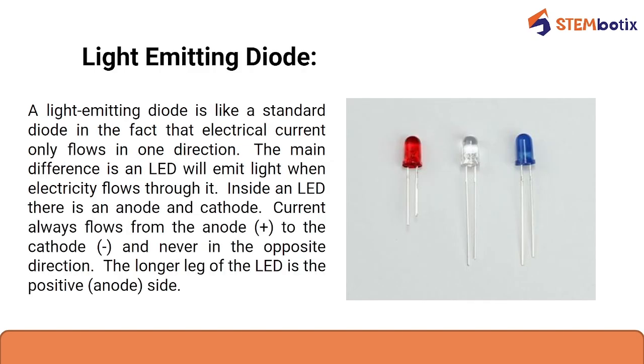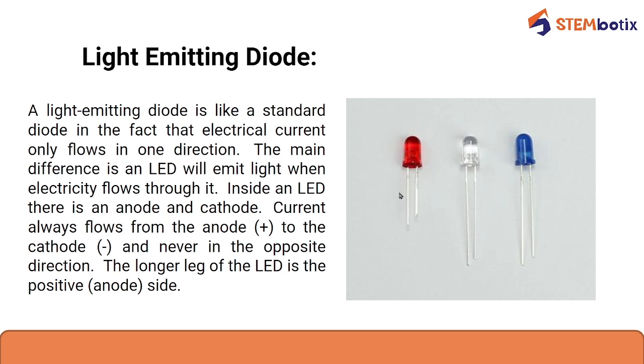Then after we have light emitting diode, which is nothing but an LED. So LED stands for light emitting diode, a diode which emits light. A light emitting diode is like a standard diode in the fact that electrical current only flows in one direction. The main difference is an LED will emit light when electricity flows through it. Means through both these terminals, or you can say the legs, whenever the current flows through here, it will emit light in place of heat.